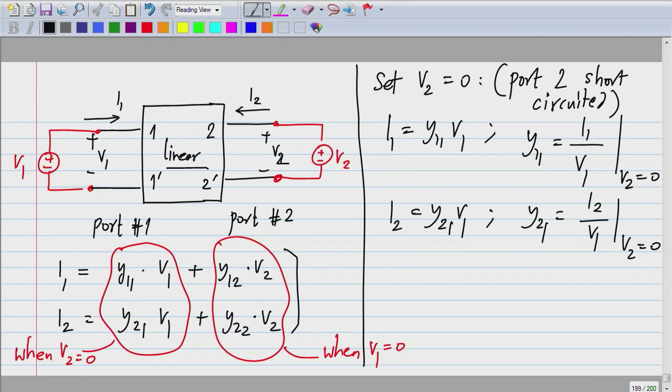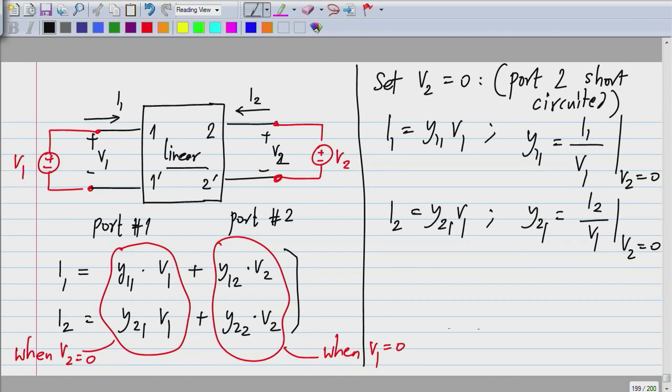I think this is pretty obvious from the equations. If I set V2 equal to 0, the second part of these things go away, and you will be left with only this, and then you can find each parameter individually. By measuring I1, you can measure Y11. By measuring I2, you will measure Y21.